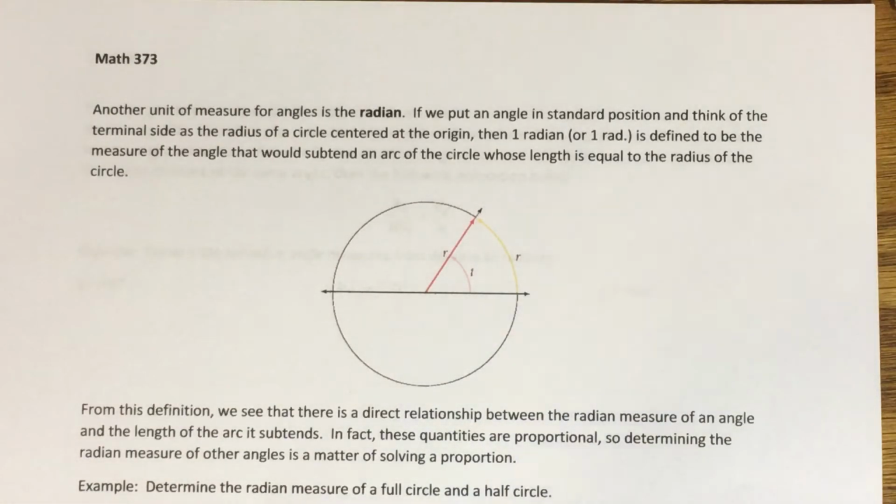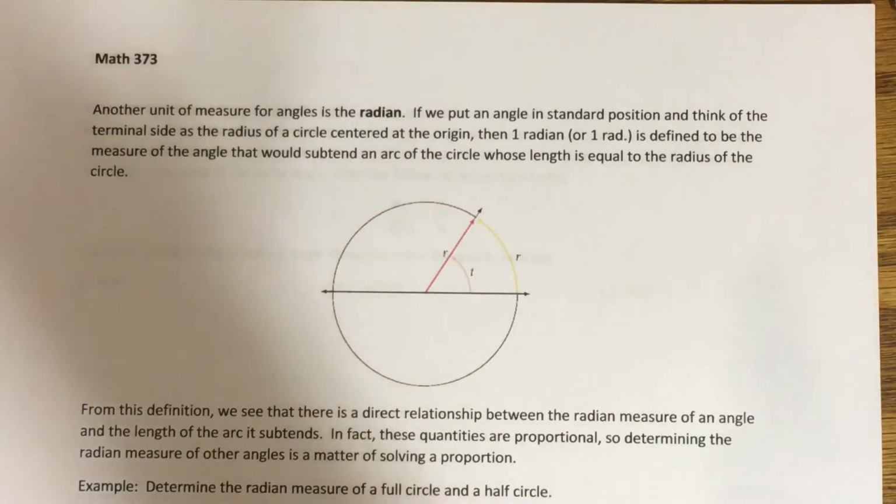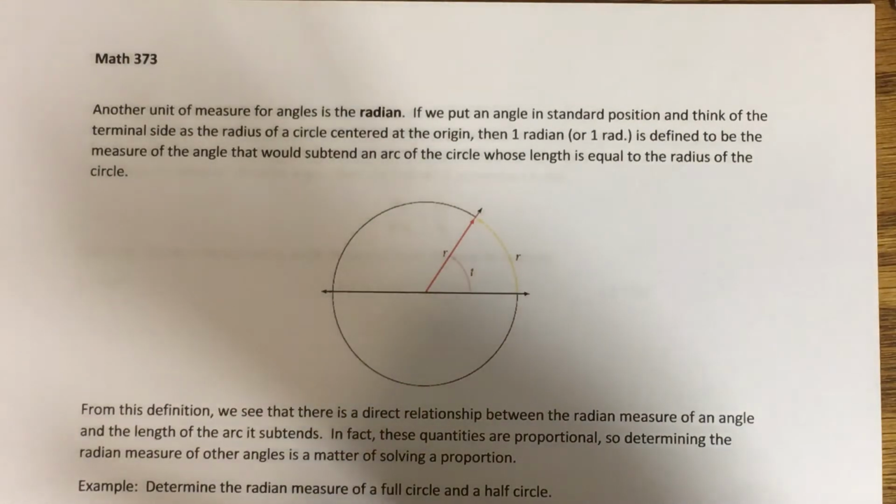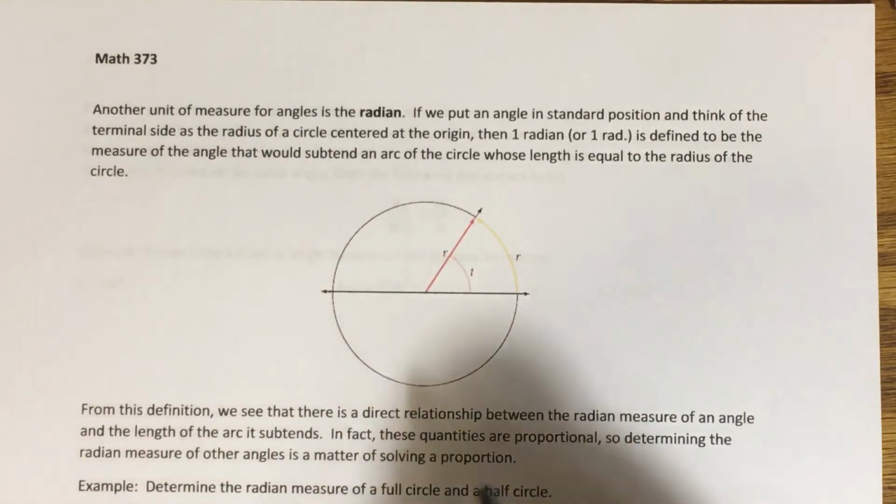Remember, a radian is just another unit that we use for measuring angles, kind of like how you can measure distance using a lot of different units. Distance can be measured in meters, feet, miles, kilometers, all sorts of different units of measure, but they're all measuring the same thing. So a radian is not measuring anything different than degrees are measuring. It's just a different unit. But how do we define this unit?